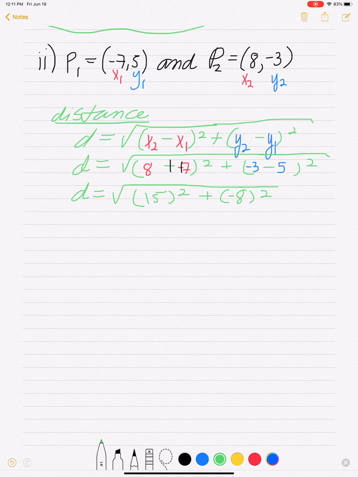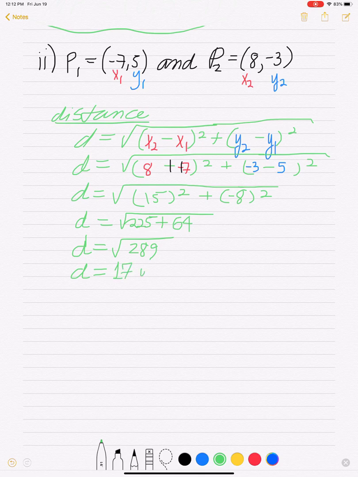All right, now we're going to do the squaring part. We're going to do square root of blank plus blank. What's 15 squared? 15 squared is 225. What's negative 8 squared? Negative 8 times negative 8, so it's positive 64. All right, and then you're going to add. So you're going to have a radical. 225 plus 64 is 289. Can you take the square root of 289 nicely? Yeah, it's 17. So 17 units are between those 2 points.